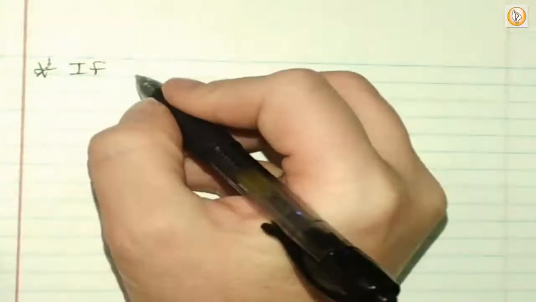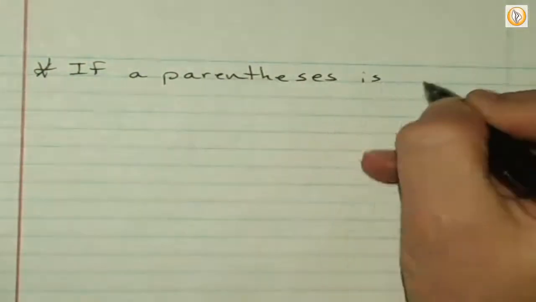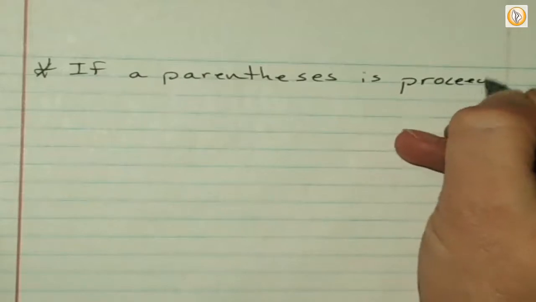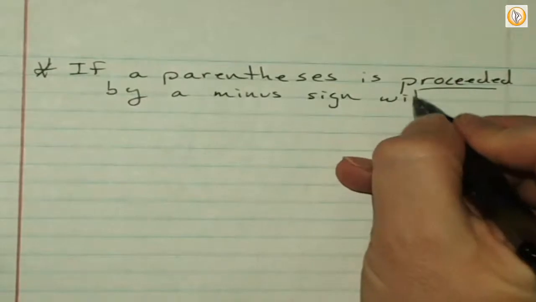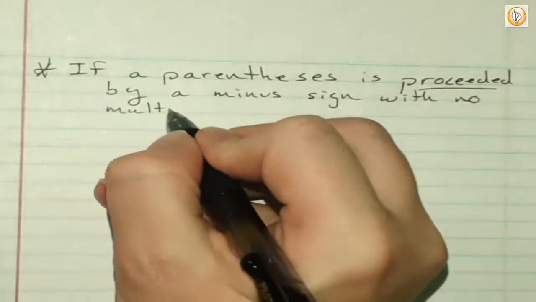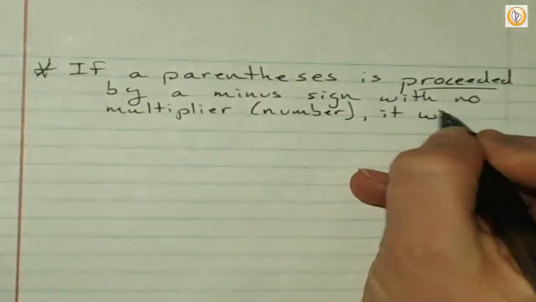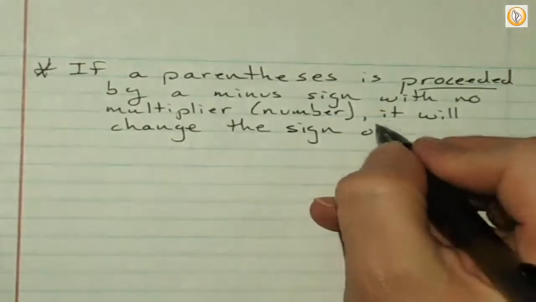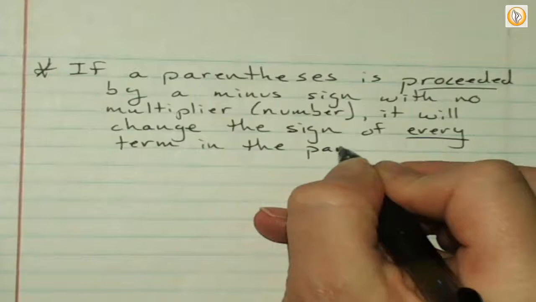If a parentheses is preceded by a minus sign with no multiplier, that means number, it will change the sign of every term in the parentheses.